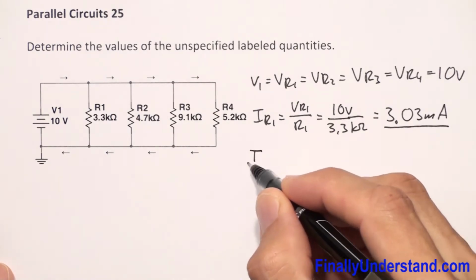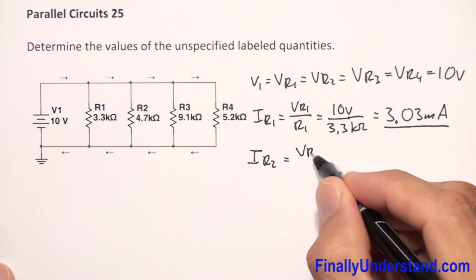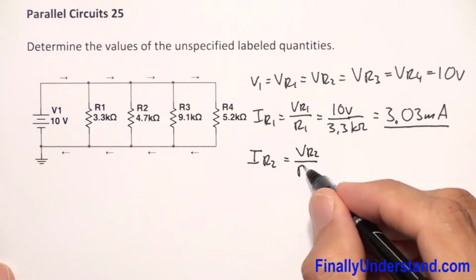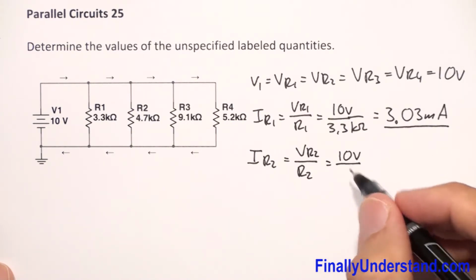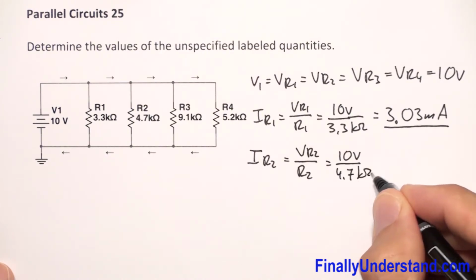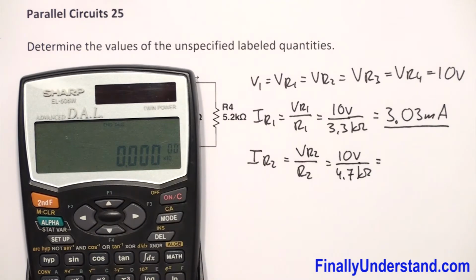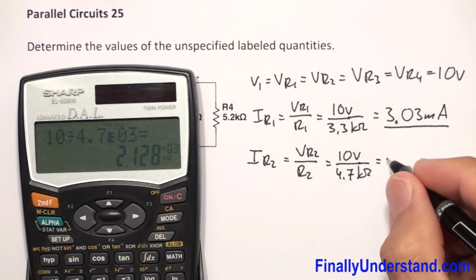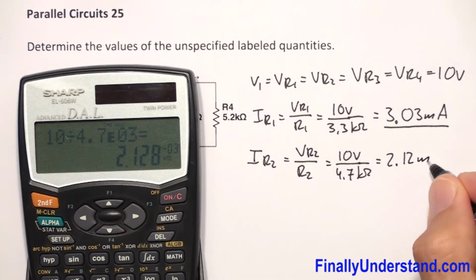Next, I'm supposed to find the current which will go through resistor R2. IR2 is equal to VR2 over R2, which is equal to 10 volts over 4.7 kilo ohms. This is equal to 10 divided by 4.7 times 10 to the power of 3. This is equal to 2.12 milliamps.